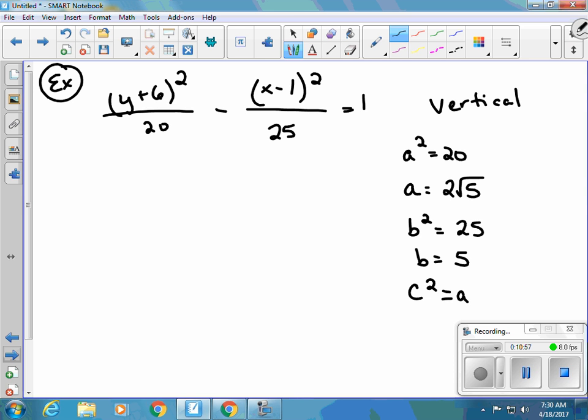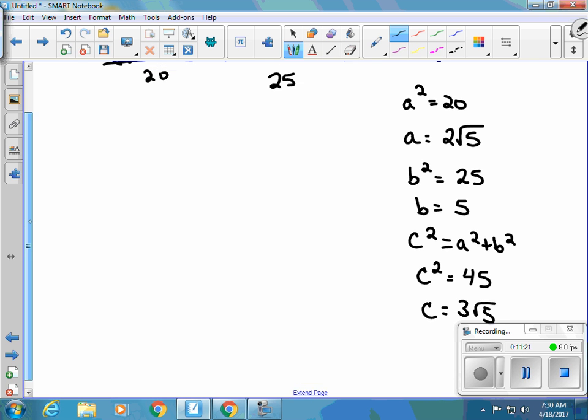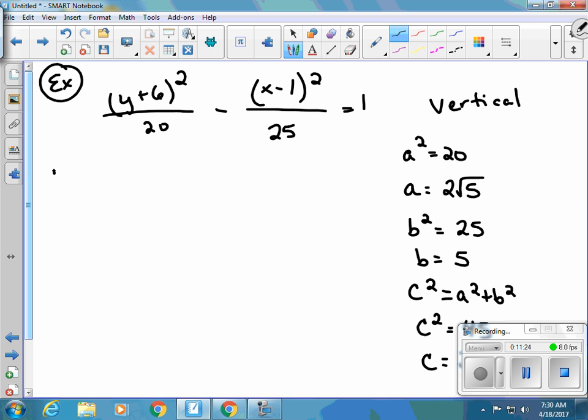Remember, it's c squared equals a squared plus b squared. C squared, therefore, equals 25 plus 20 gives me 45. I need to simplify that, though. C is going to be 3 square root 5. So now I'm going to go through my chart and fill everything out. Now that I've got the A, B, and C, my center is at H comma K, which is going to be 1 comma negative 6.